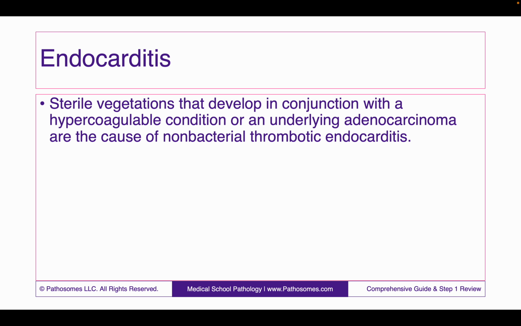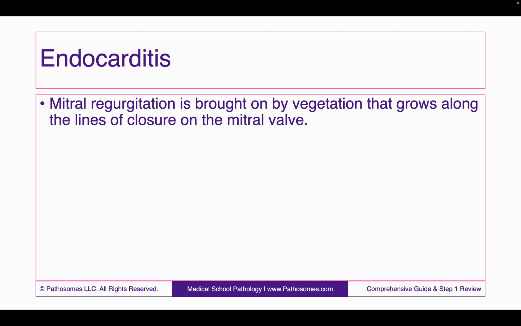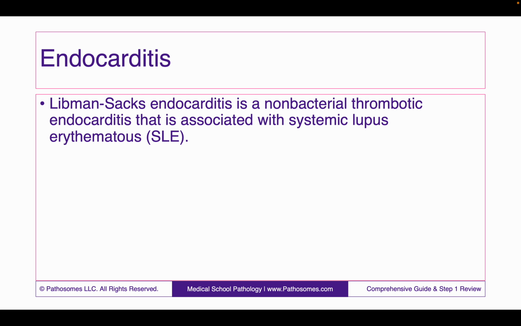Sterile vegetations that develop in conjunction with a hypercoagulable condition or an underlying adenocarcinoma are the cause of non-bacterial thrombotic endocarditis. Mitral regurgitation is brought on by vegetations that grow along the lines of the closure of the mitral valve. And Libman-Sacks endocarditis is a non-bacterial thrombotic endocarditis that is associated with systemic lupus erythematosus.